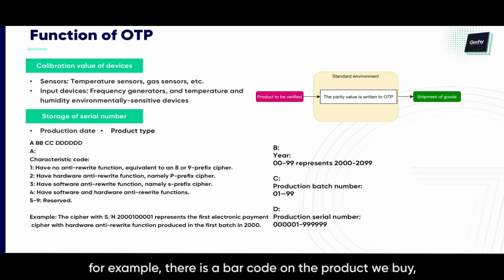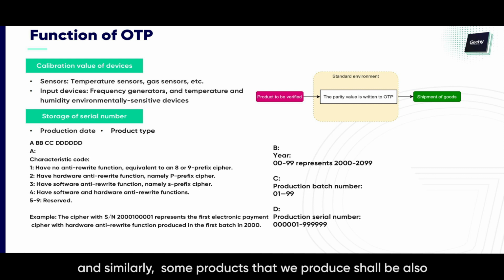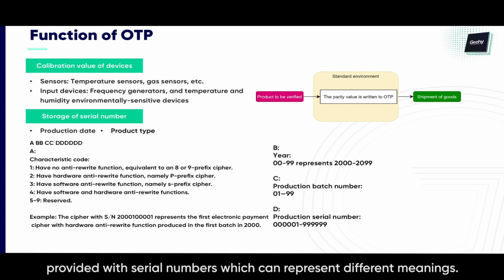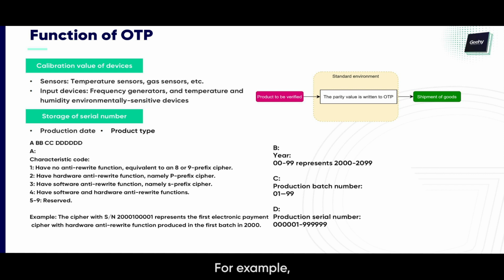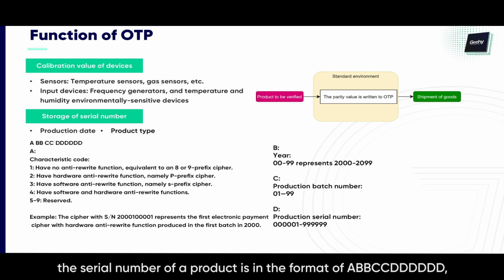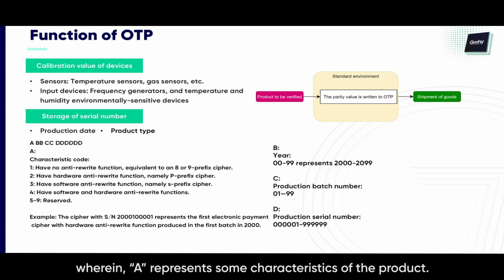For example, there is a barcode on the product we buy, which is a unique identifier of the product. Similarly, some products that we produce shall also be provided with serial numbers which can represent different meanings. For example, the serial number of a product is in the format of A, BB, CC, DDDDDD, wherein A represents some characteristics of the product.